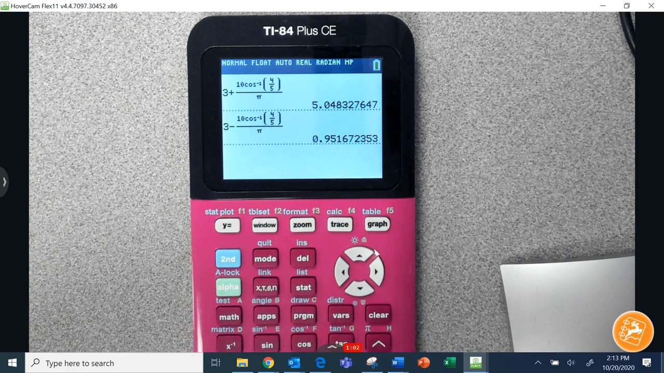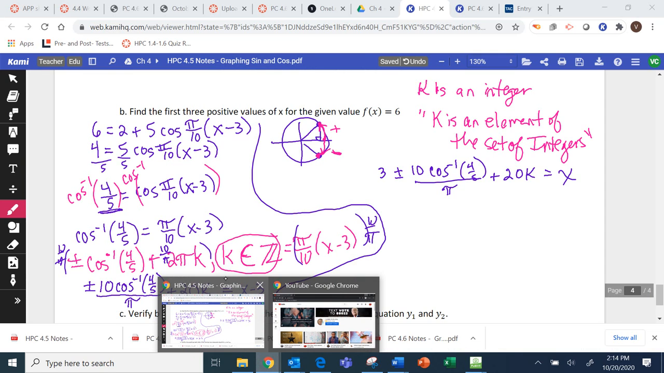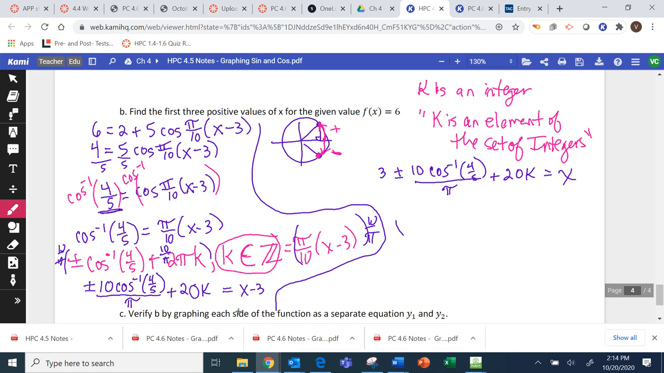So my goal is to have the first answers be positive. So I've got 2 positive answers. If I took away a 20, would I still be positive? So these are the first 2 positive answers. So I got 0.9517. I got 5.0483.